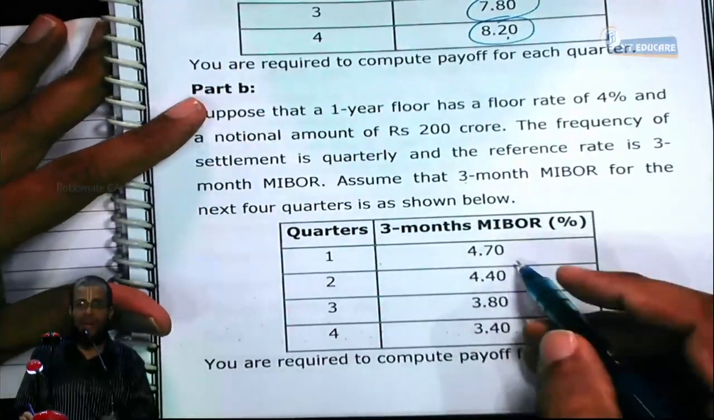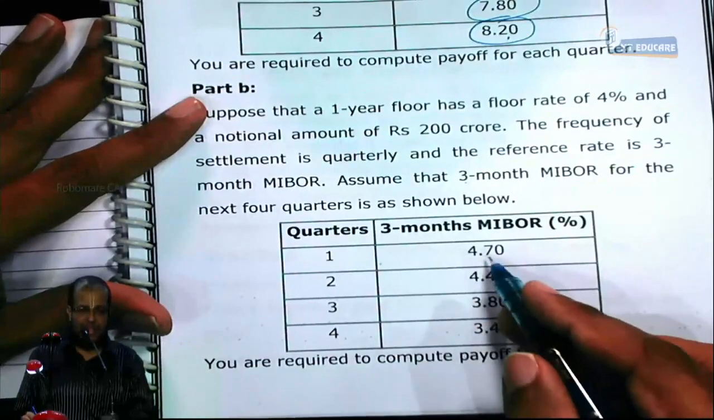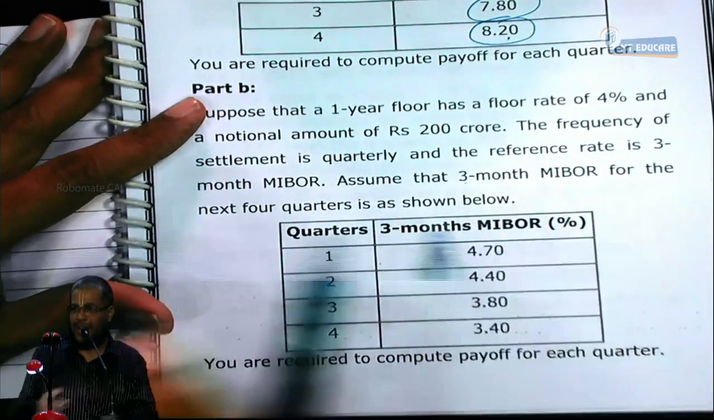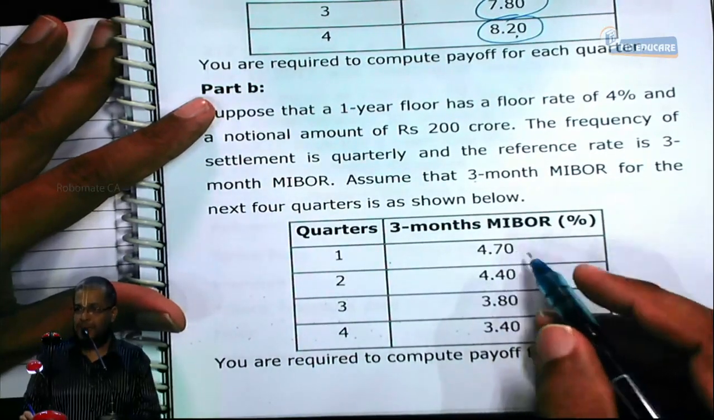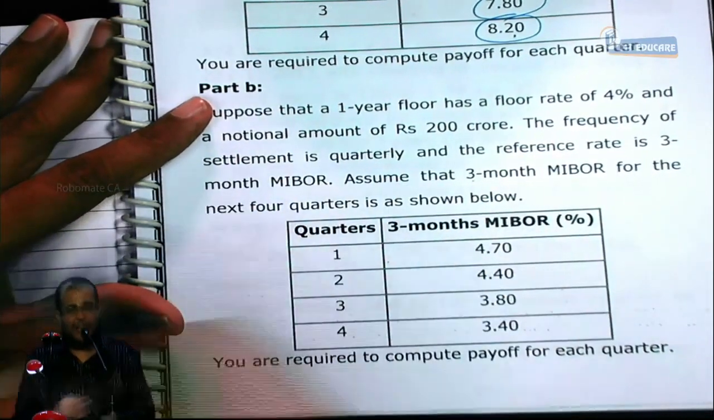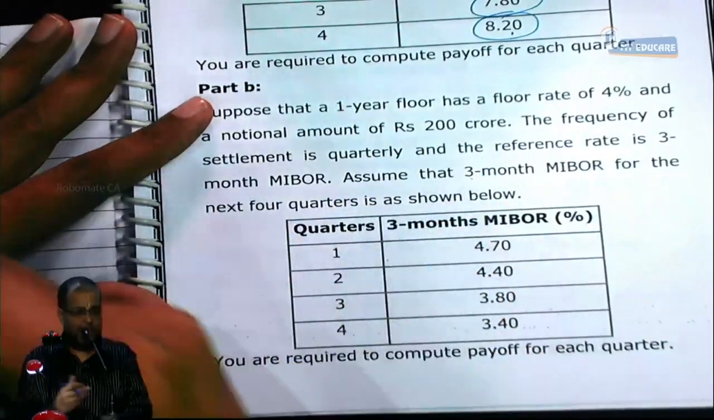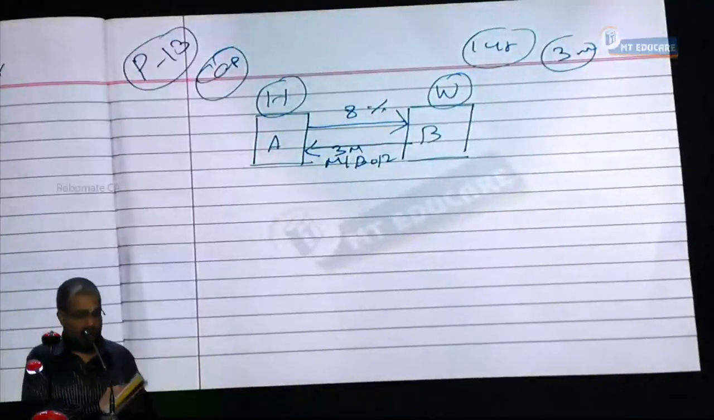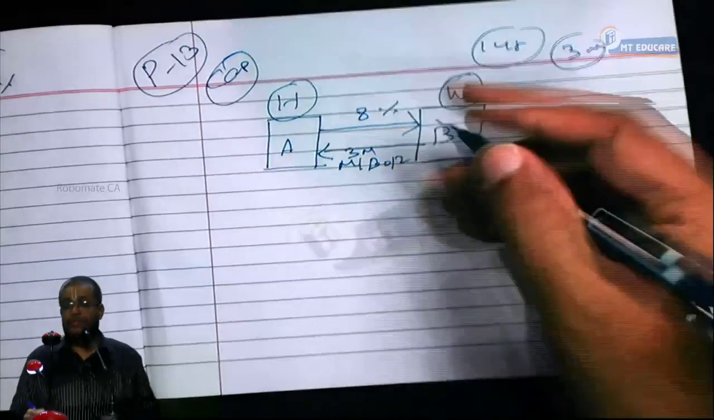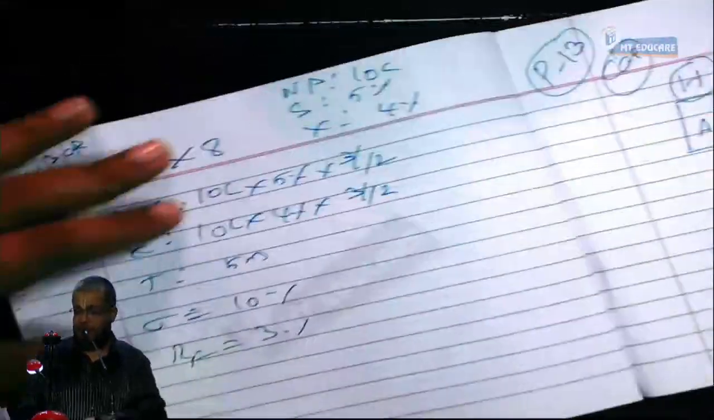See, in the MIBAR, they have not clarified whether it is a previous reset MIBAR or the current one. In the exam, the confusion is that MIBAR should be exchanged against what? That fixed rate. So you need not worry about which is the previous or current reset day. Shall I proceed? Next, last step. So we have understood the transaction or not?